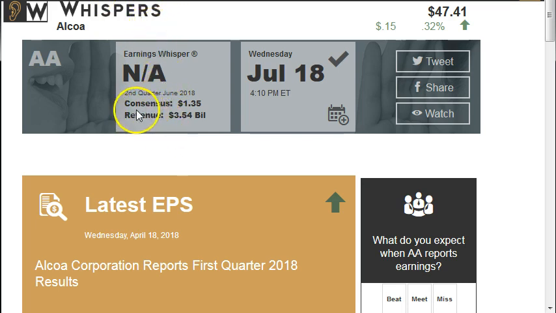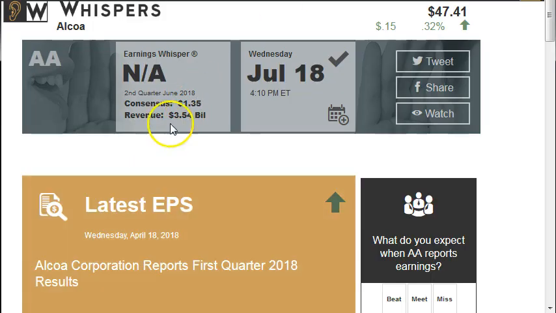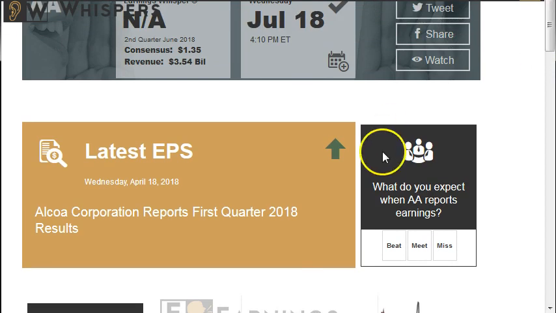Okay, so this is free information coming from earningswhispers.com. They are saying the consensus is $1.35. The consensus is $1.35 for Alcoa, which is true, and the earnings whisper for this company is not available. For some reason, the Whisper Number is not available.